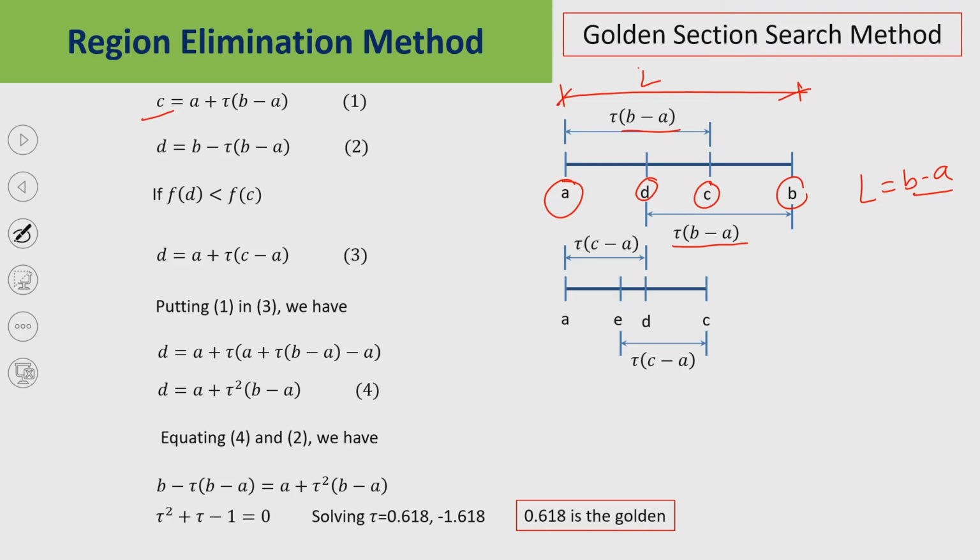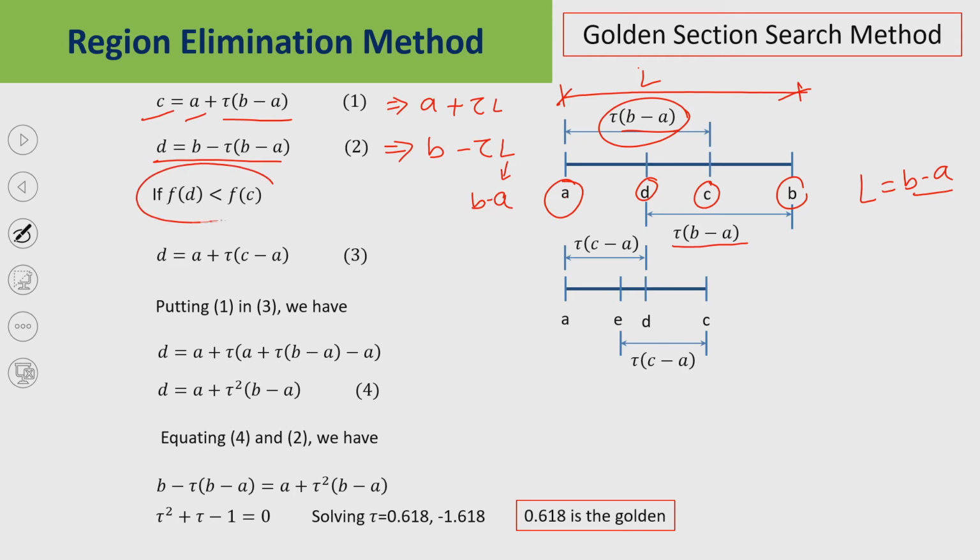So, C equal to A plus tau B minus A, is not it. So, this is C equal to A plus tau B minus A, and similarly I can write what is D. D is B minus tau B minus A, or you can say I can write it, this is B minus tau L, and this is A plus tau L. So, L is nothing but B minus A. Okay. So, I am getting this one.